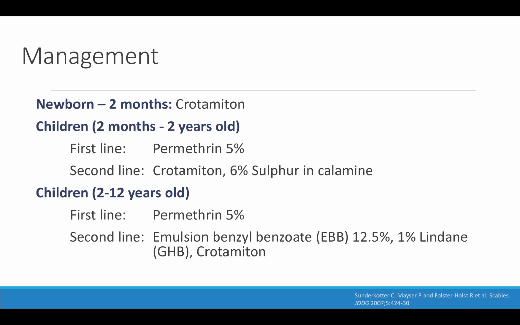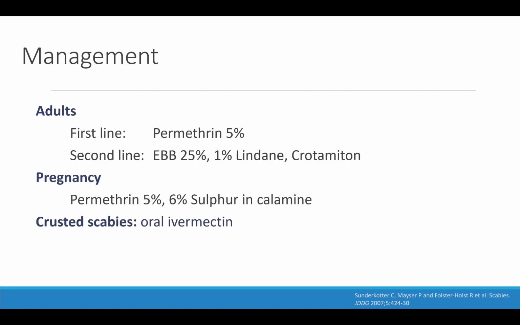For children 2 to 12 years old, first line is permethrin 5%, second line, emulsion benzyl benzoate or EBB 12.5%, 1% lindane or crotamiton. For adults, first line is permethrin 5%, second line EBB 25%, lindane or crotamiton. In pregnancy, you can use permethrin 5% or 6% sulfur in calamine, and in crusted scabies, the treatment is with oral ivermectin.